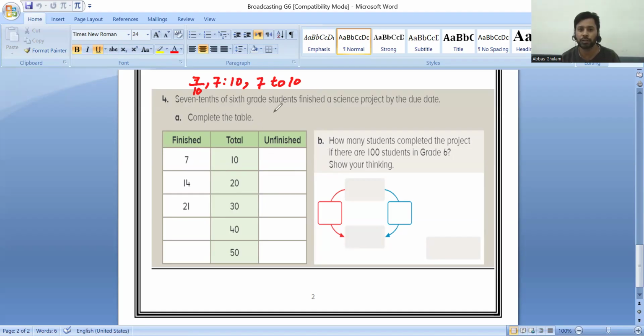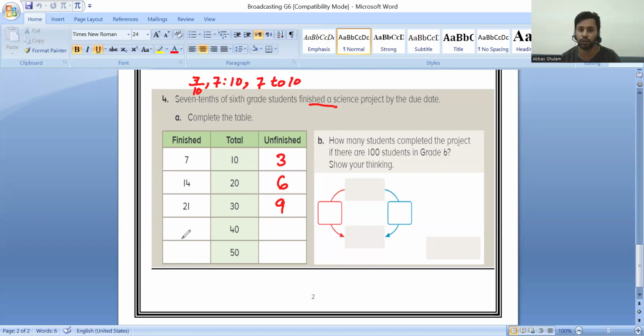There is one project. Some students already finished and some didn't finish it. Let's find how many people. 7 finished. Total how many? 10. 10 minus 7 is equal to 3. So it means 3 people didn't finish the project. 20 minus 14 is 6, so 6 people didn't finish. 30 minus 21, it means 9 people didn't finish.